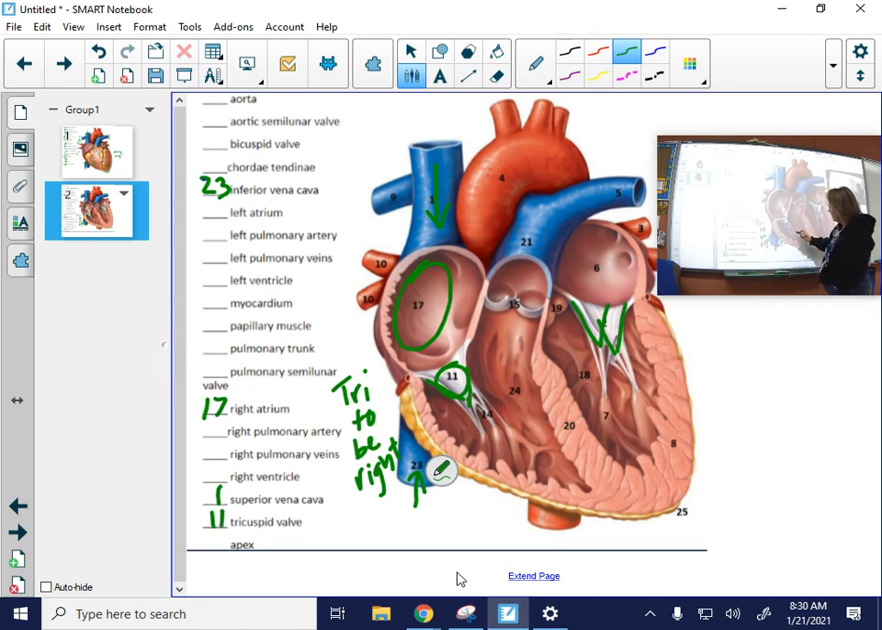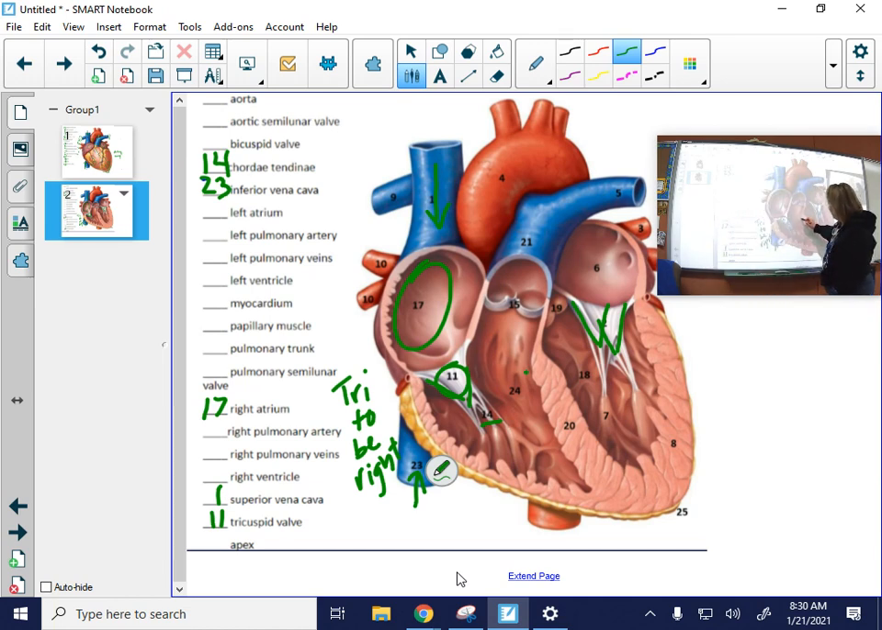Then when the heart pumps, the valve is going to be stabilized by number 14. 14 is chordae tendineae, like a cord, a tendon cord that prevents the valve from going backwards into the atria. So that number was 14.